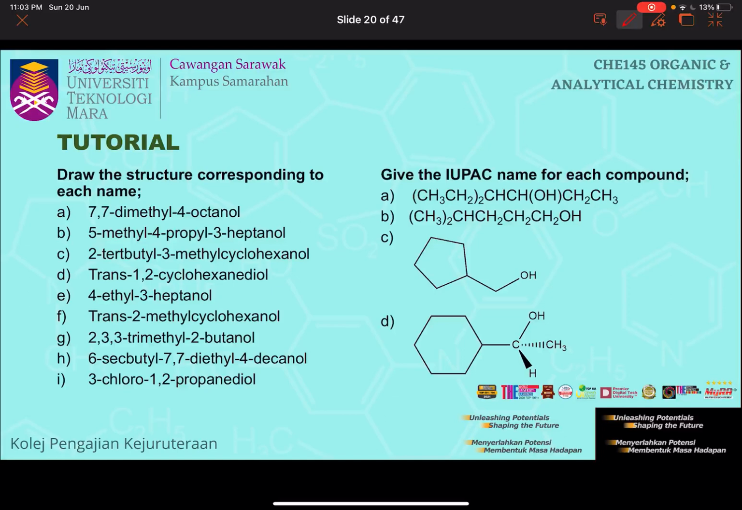These are some tutorial questions. You can try to draw the corresponding compounds here. There are 9 structures, and you can try to name them. You can do this on your own to test your skills. We can discuss this later during our live session as well, or you can request the answers from me after you're done.